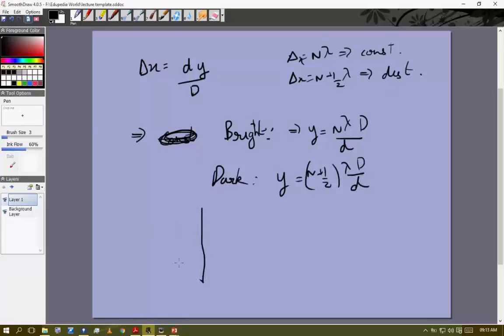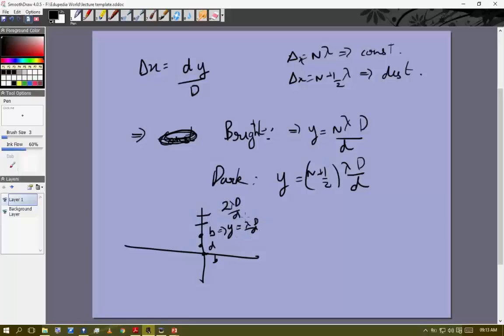Right. So if this was the screen, this was y is equal to 0. Y is equal to 0 will be bright. Then we'll have dark. Then we'll have bright again at y is equal to lambda D by d. Implies y is equal to lambda D by d. Then we'll have dark at 3 by 2 lambda D by d. Then we'll have 2 lambda D by d, where it will be bright again.